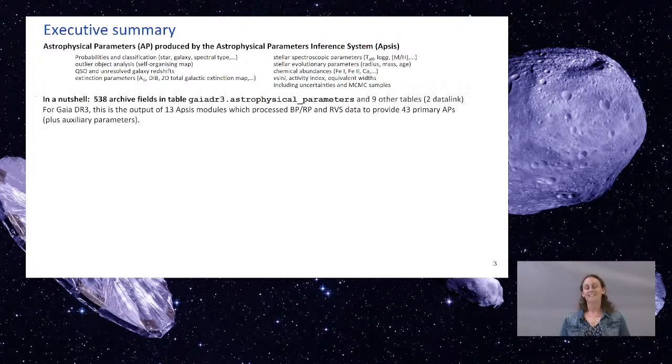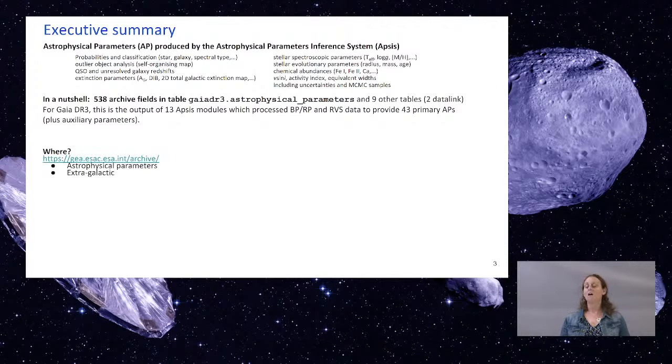So in a nutshell, in Gaia DR3, there are 538 archive fields. Many of these are in the main table astrophysical parameters, along with 9 other parameters and 9 other tables, which include 2 data link tables that you will not see directly on the archive. For Gaia DR3, this is the output of 13 Apsis modules, which processed the BP/RP and the RVS mean spectra to provide a total of 43 primary astrophysical parameters, and then, of course, auxiliary parameters to go along with these.